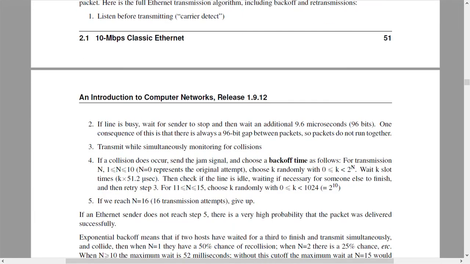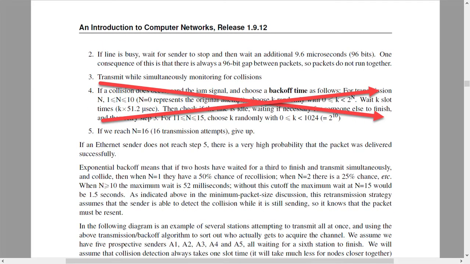Okay, here's where they talk about the back off time. Again, do not worry about the formula. Just understand what the back off time means. It means that PC A and PC B will restart their transmissions at different times. So that way they don't keep repeating the collision over and over and over again.